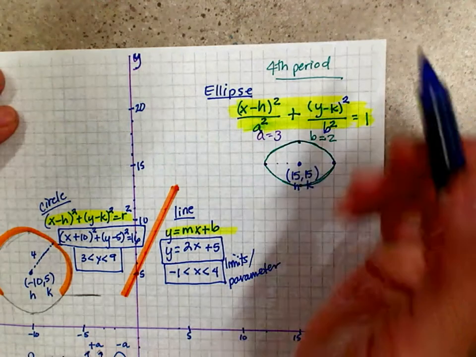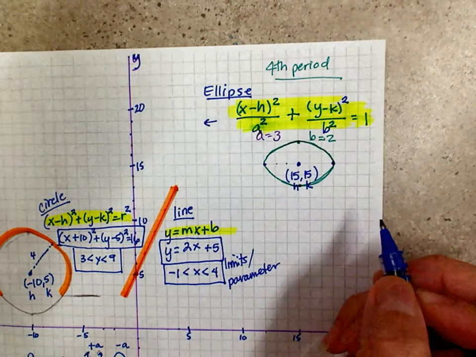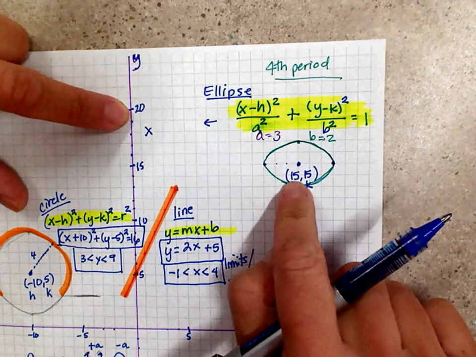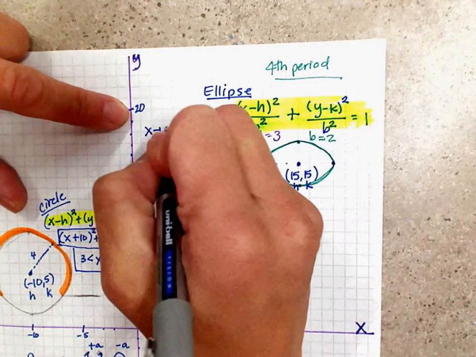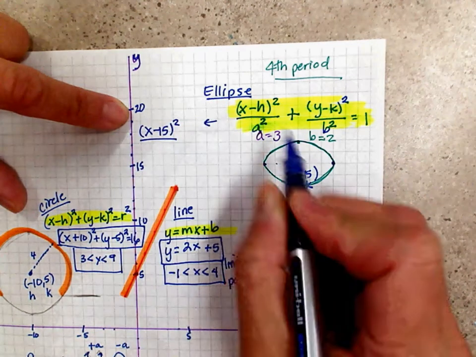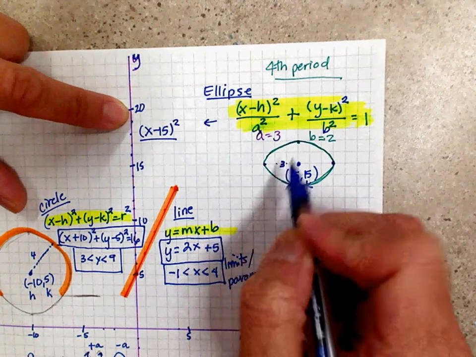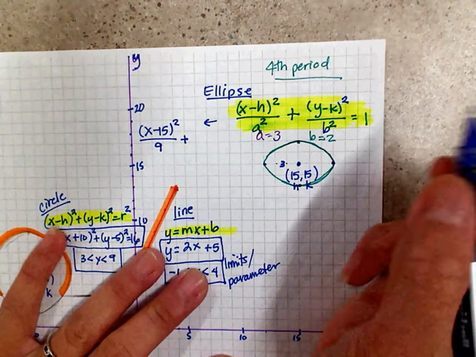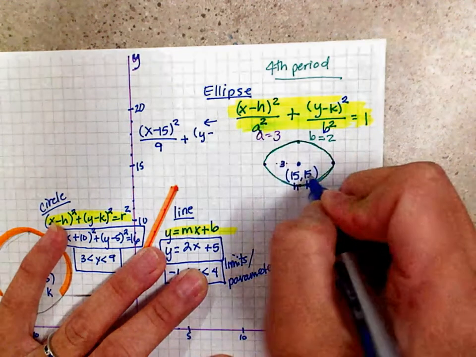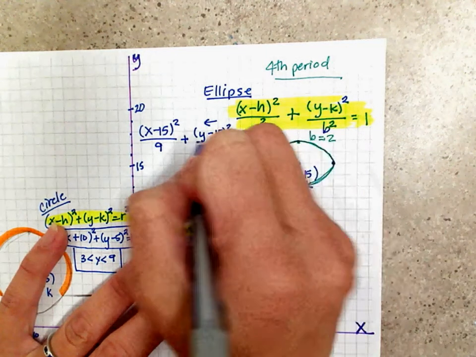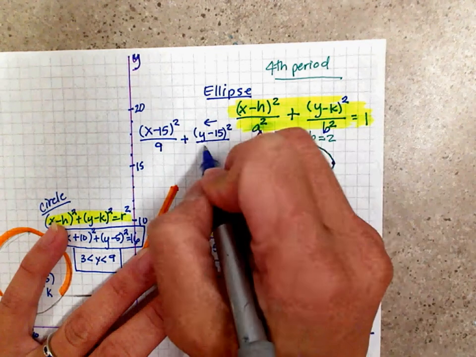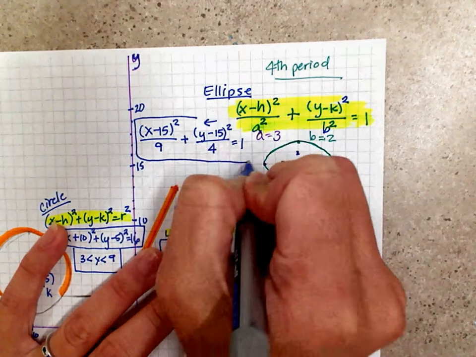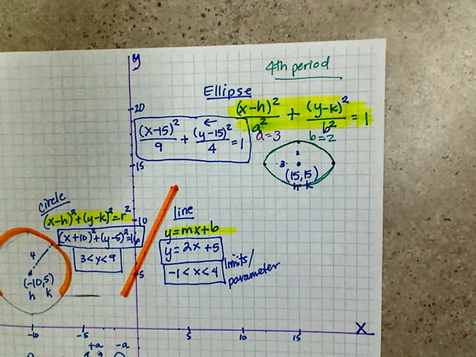Hey, Madeline. Okay, here's your equation. You guys ready? X minus 15. Correct? There's your H. Square over 3. Do you guys see that 3? What's 3 squared? 9. Plus, okay, y minus 15 squared over your B. What's your B? 2, so that's 4 equals 1. And there you have your equation of an ellipse. Did you guys see that?